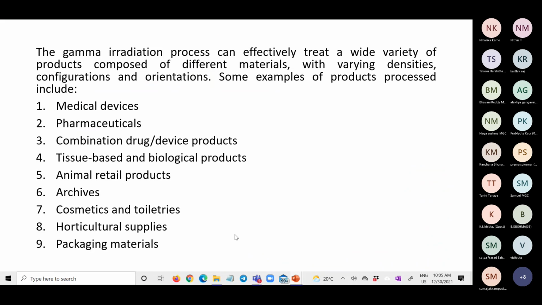Now the gamma radiation process can effectively treat a wide variety of products composed of different materials with varying density, configuration and orientation. So these are certain examples of products that can be sterilized by using gamma radiation: medical devices, pharmaceutical combinations, and all these things.